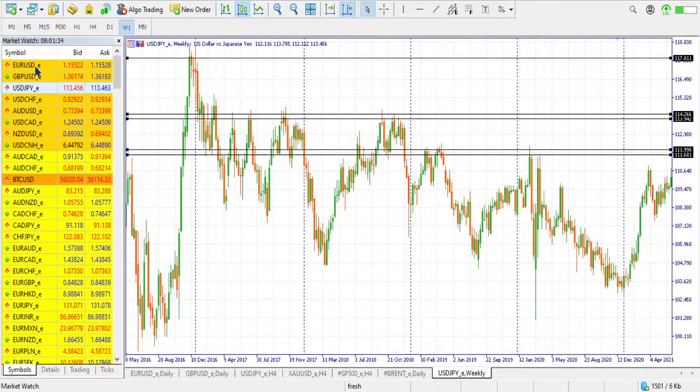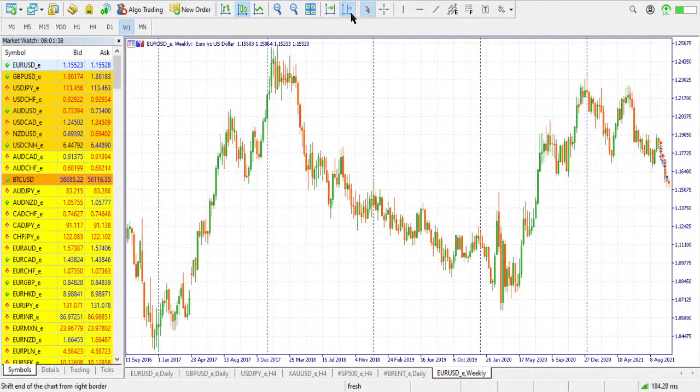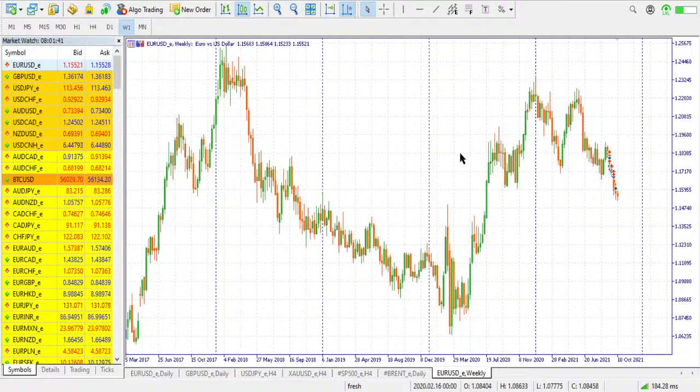The next symbol is Euro USD. So with this chart here, this is a sell. We are in an active downtrend. So it's not an outright sell as I'm saying it.